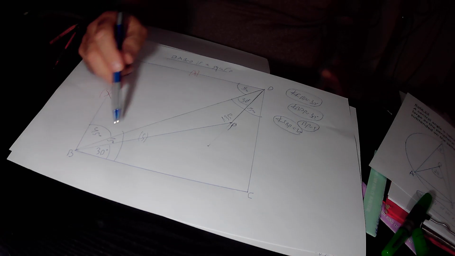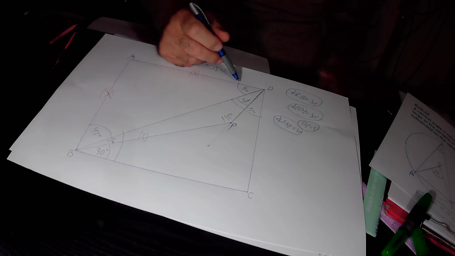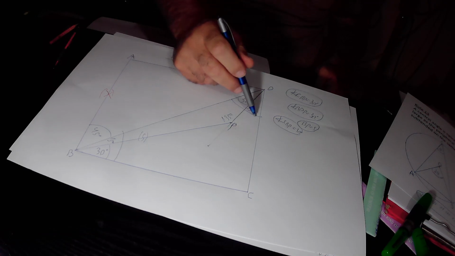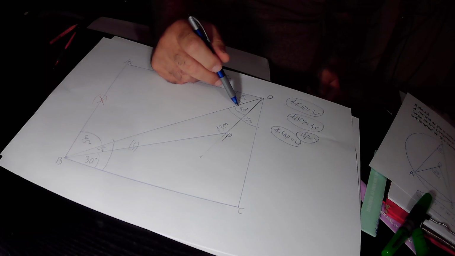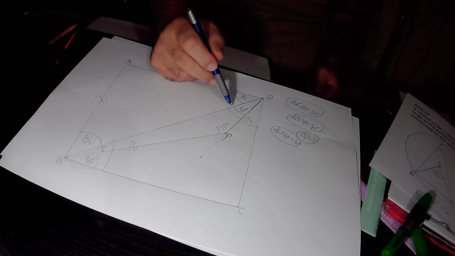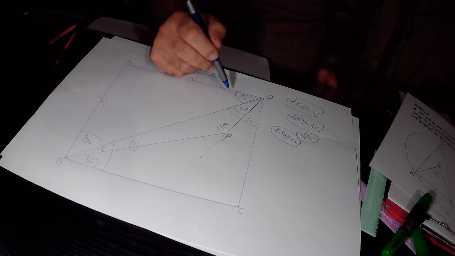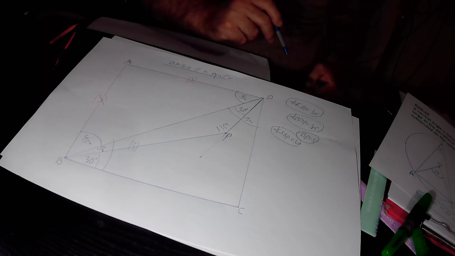Likewise, the diagonal BD bisects angle ADC. So this angle must be equal to 45 degrees in size, and this angle must also be equal to 45 degrees in size. But this angle equals 30 degrees, and therefore the missing angle must be equal to 15 degrees in size in order to complete the big angle to 45 degrees. 30 degrees plus 15 degrees is 45 degrees.